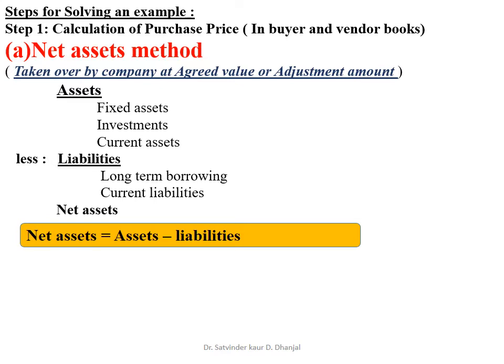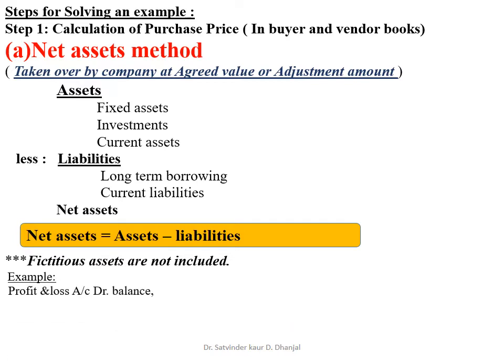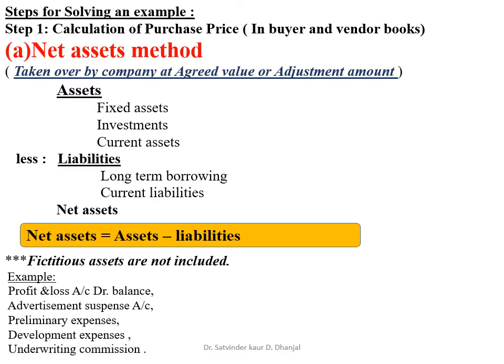And those assets and liabilities which are not taken over by the company will be realized or paid off later on, respectively. So, this is your net asset method. One important thing is that fictitious assets are not included in this assets. Fictitious assets include your P&L account debit balance, advertisement expense account, preliminary expenses, development expenses, underwriting commission, and etc.